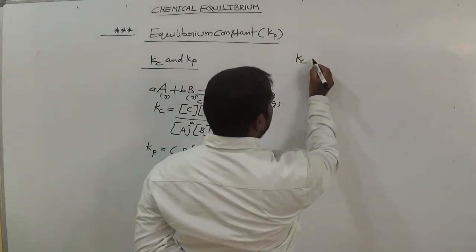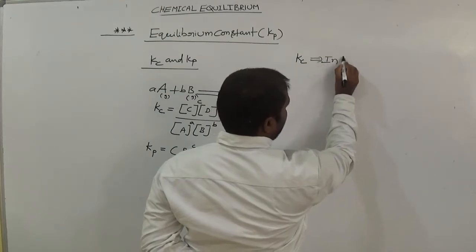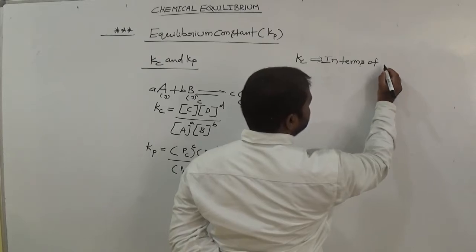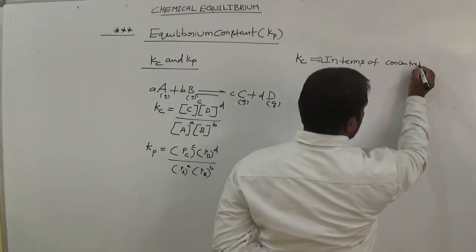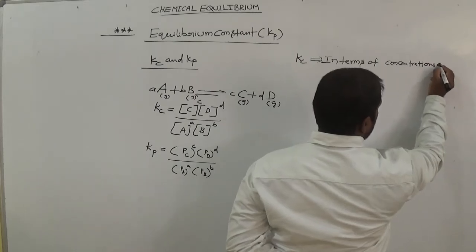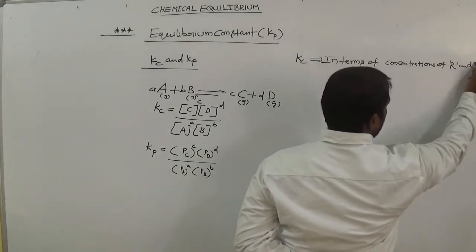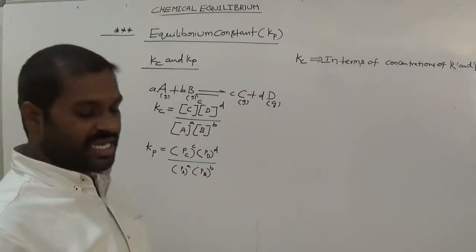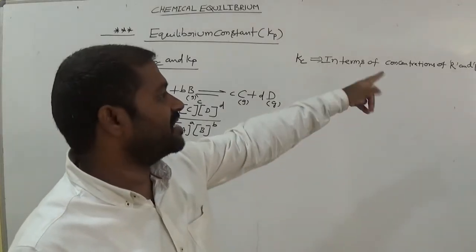So Kc is the equilibrium constant in terms of concentrations of reactants and products. Am I right? Is it clear? Where Kc is the equilibrium constant in terms of molar concentration of reactants and products.